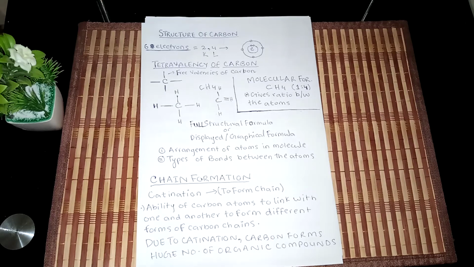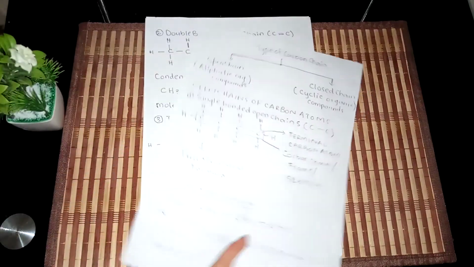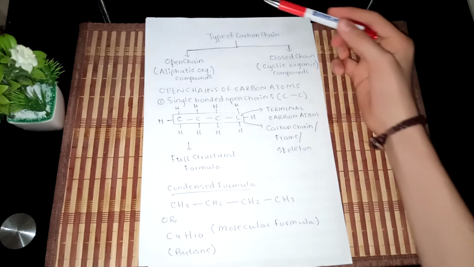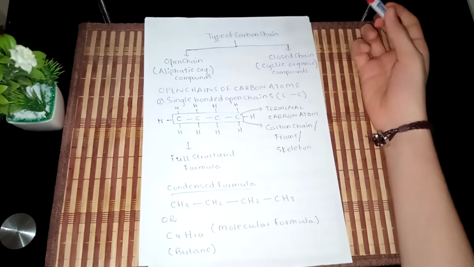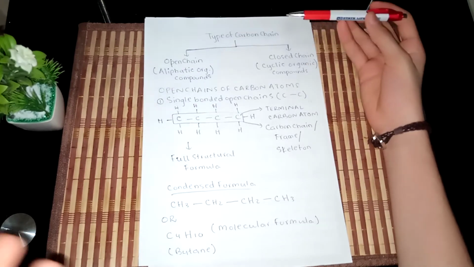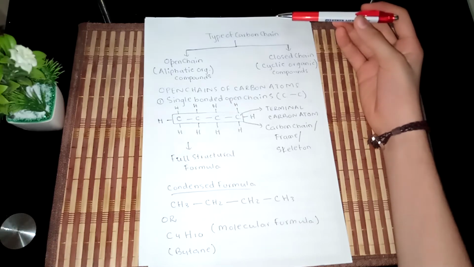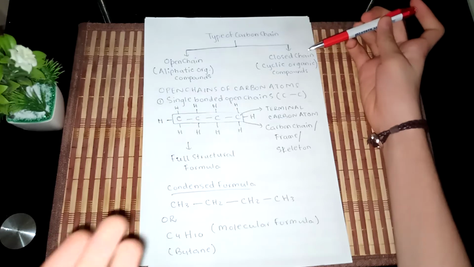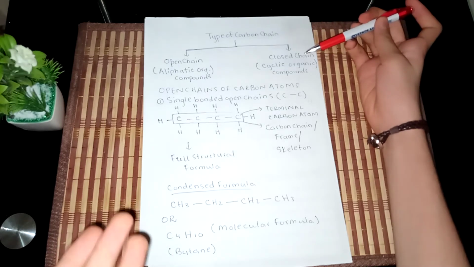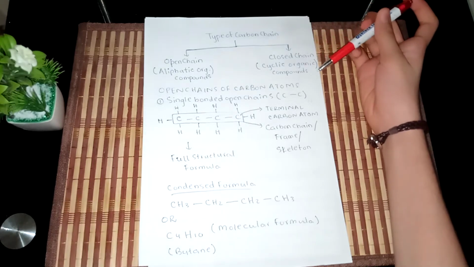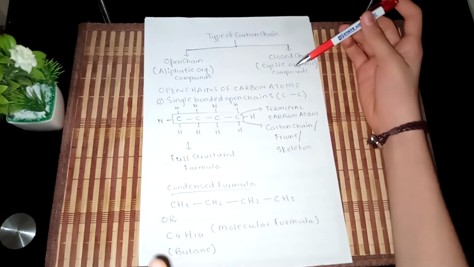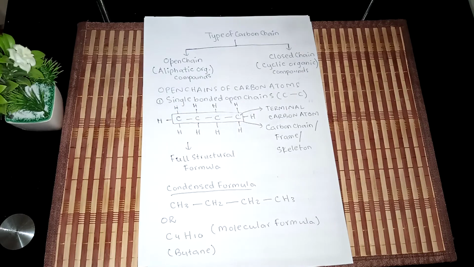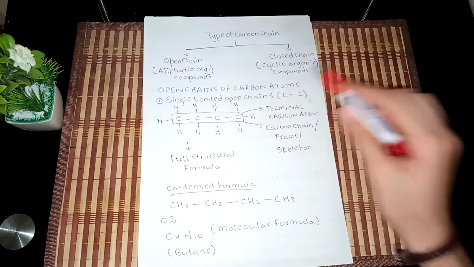This is the reason. Moving on, we have types of carbon chain. First type is open chain, second type is closed chain. Open chain is also called aliphatic organic compounds. Closed chain is also called cyclic organic compounds. So we will first study open chains. So we will study the open chains of carbon atoms. First type is single bonded open chain.